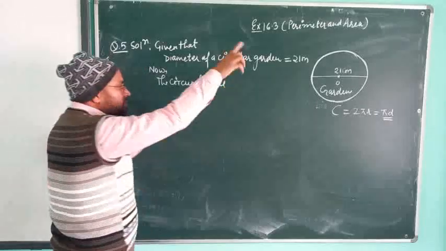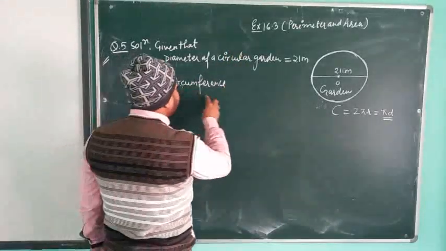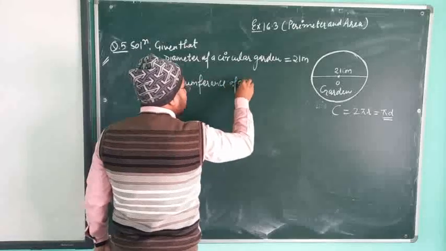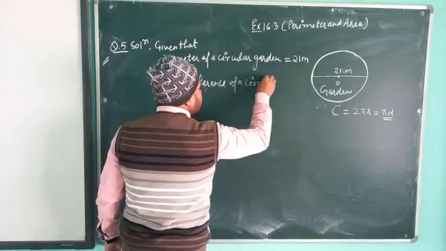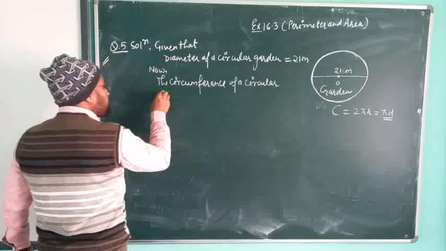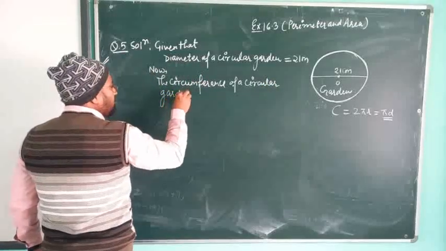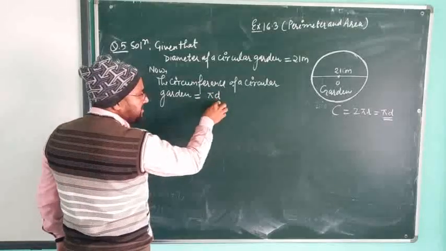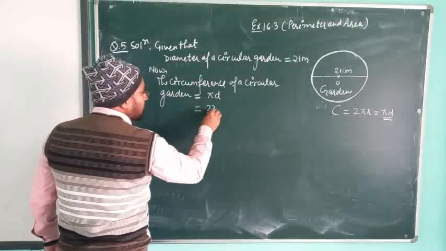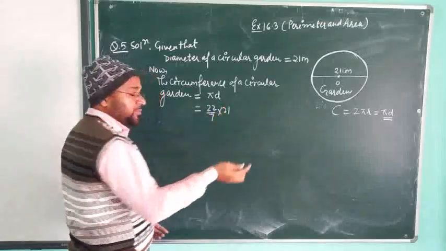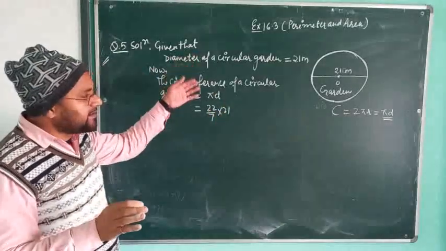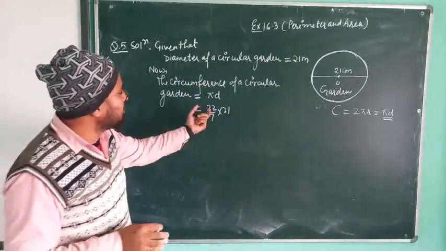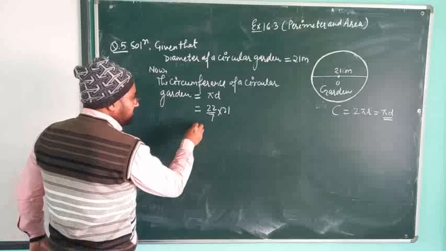The circumference is the perimeter of the circular garden. No need to find the radius. So pi into d, where d is the diameter here. So 22 upon 7, and diameter is 21. 2 pi r is also the circumference with the radius. You can find the radius and then use the formula 2 pi r. Otherwise, you can use this pi into d.